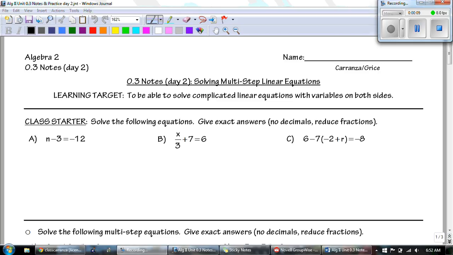Today we're talking about solving multi-step linear equations. Our learning target today is to be able to solve complicated linear equations with variables on both sides. So we're going to start with the little class starter. It says to solve the following equations, give exact answers, no decimals, and reduce your fractions.